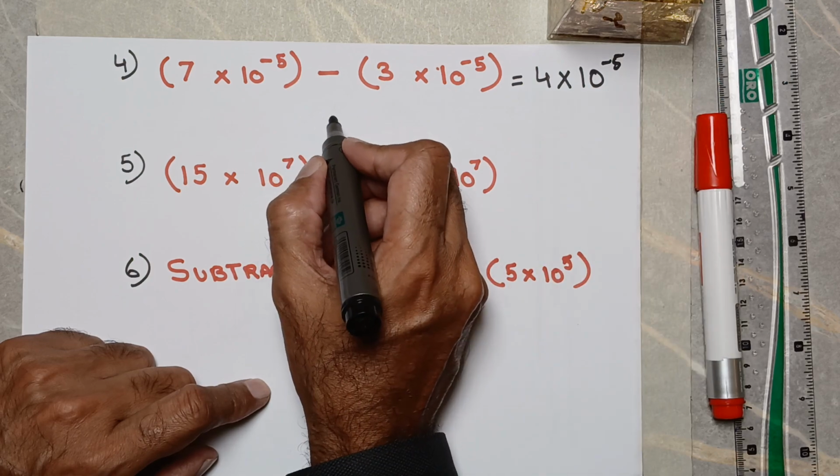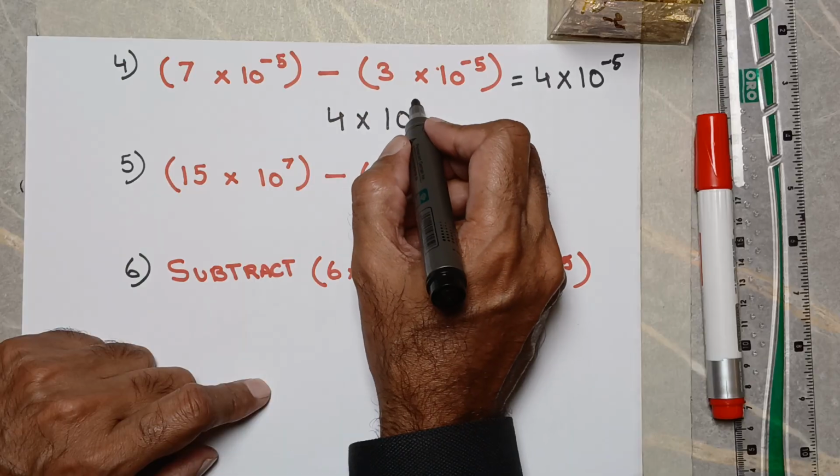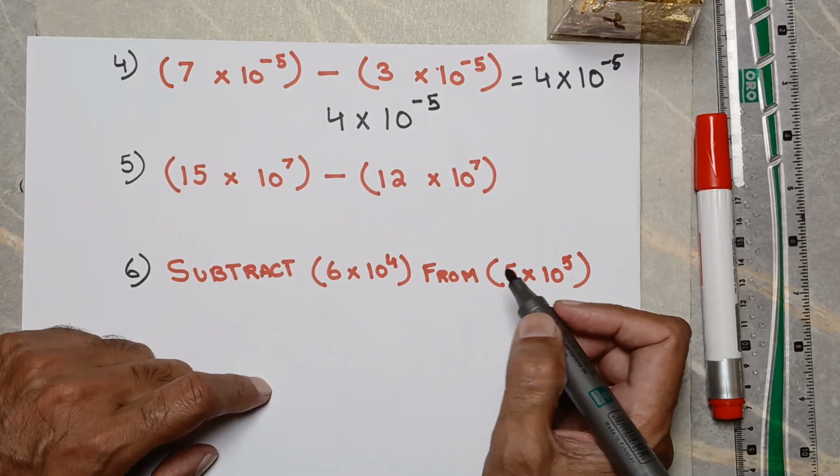Let me write it over here: 4 times 10 raised to the power minus 5. This is your answer.